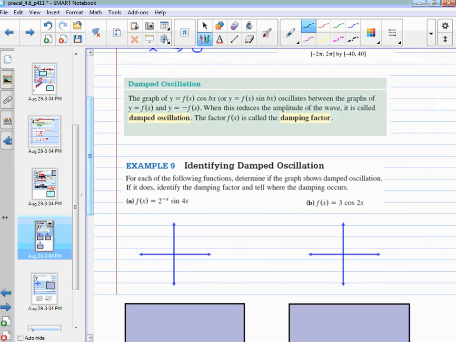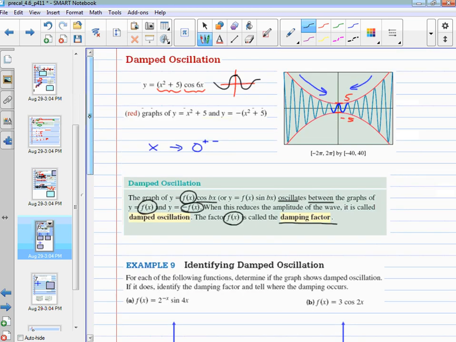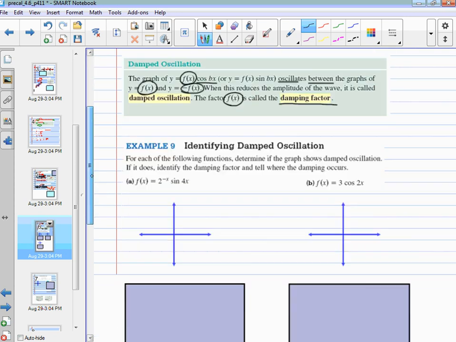Damped oscillation is any time where I have a polynomial function times a trig function. It doesn't matter whether it's cosine or sine. It's a sinusoid, and it always will oscillate between the graphs of positive f of x, that polynomial, and negative f of x. So we have damped oscillation, and that function is called the damping factor. How much is it squished? It's squished according to that x squared plus 5 graph. Those are the boundaries, called the damping factor.